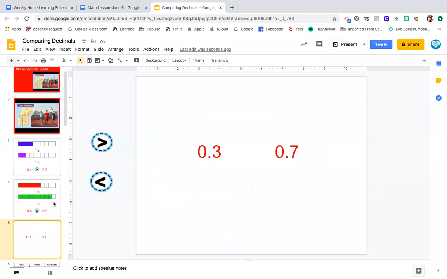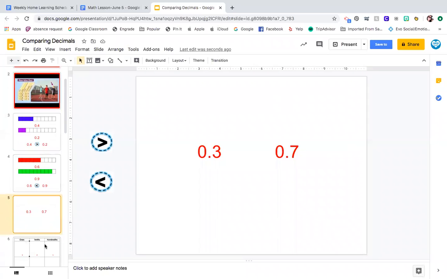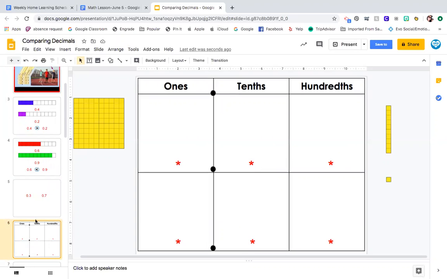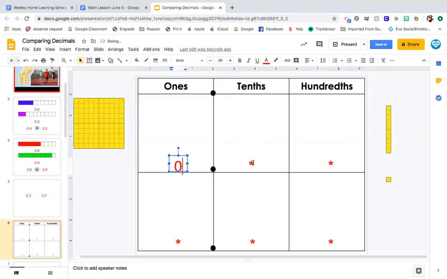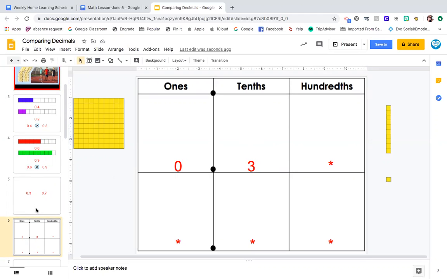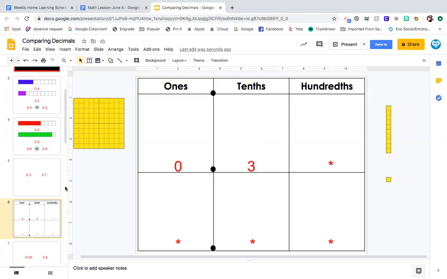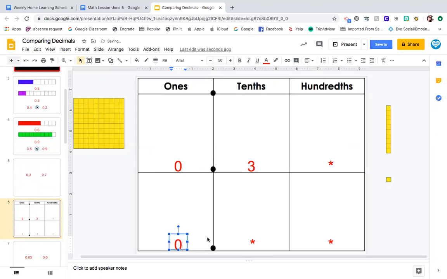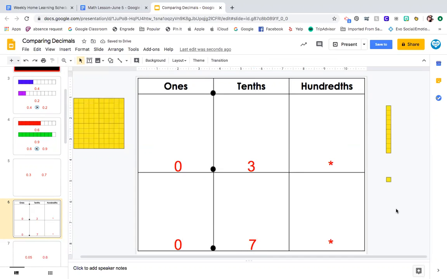All right. Now we're going to use a different strategy to compare these decimals 0 and 3 tenths and 0 and 7 tenths. So we're going to go ahead and use base 10 blocks to do this. So I have a place value chart here. My first number was 0 and 3 tenths. So I'm going to go ahead and put that into the place value chart, 0 and 3 tenths. I didn't put anything in the hundredths column because we don't have anything in that decimal number that's to the hundredths. And then the second number was 0 and 7 tenths. So I'm going to go ahead and put that in this second part of the chart.